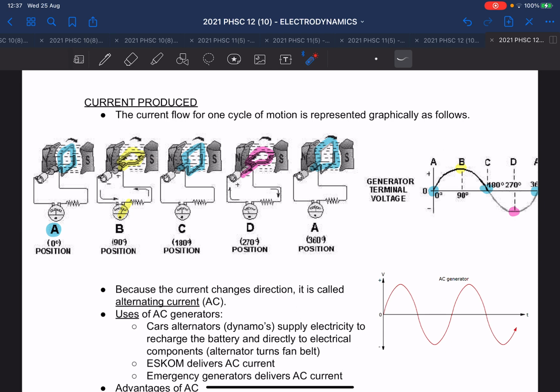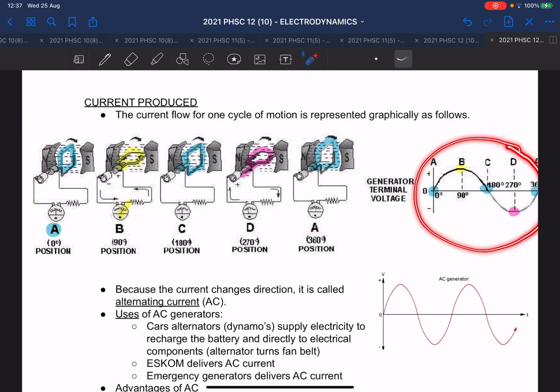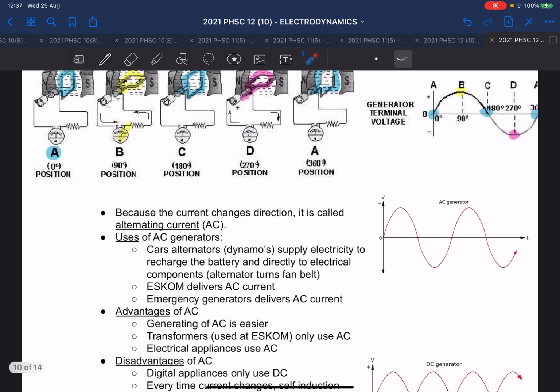Okay, right. So what they can do is they can give you a picture like this and ask you to draw the graph. Or they can give you the graph and say in what position, horizontal or vertical, is the armature or the coil at B. Then you must say it is horizontal. So you must be able to connect those two ideas with one another.